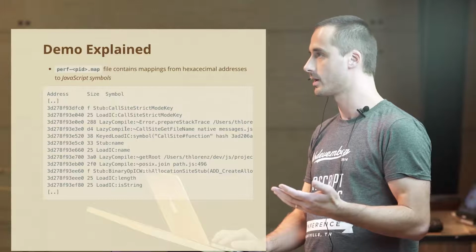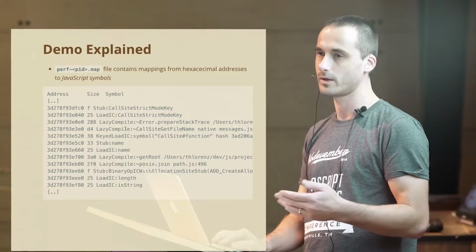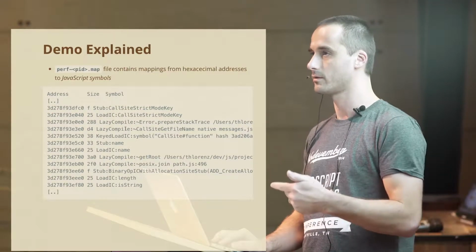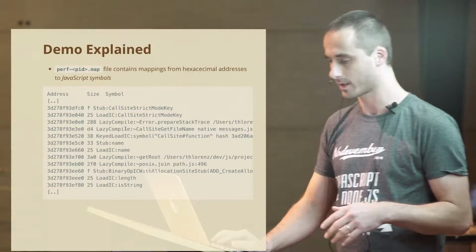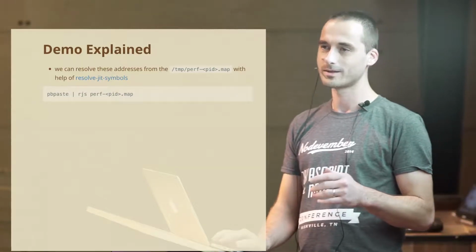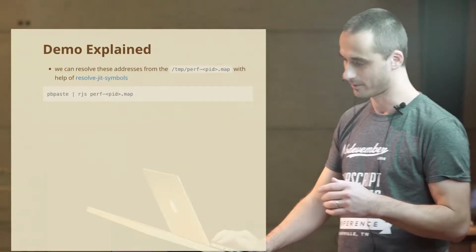And the perf tool on Linux actually does the same thing. When you run perf, and after you're done you run perf script, it will actually look for that map file and it will map your symbols like that. I think the term is symbolicate, pretty sure.